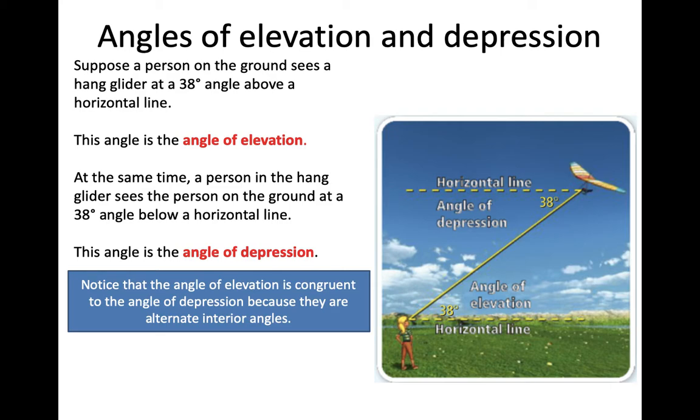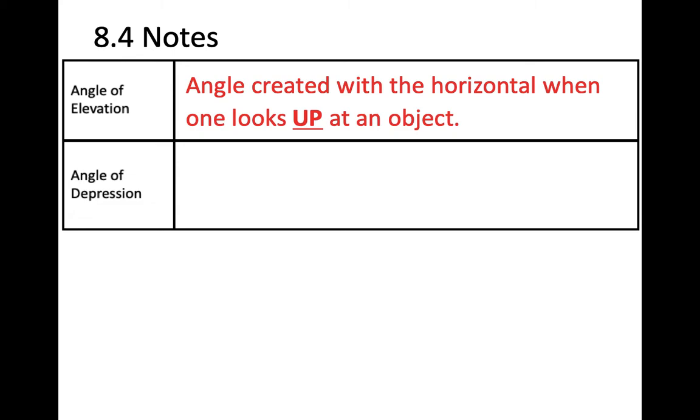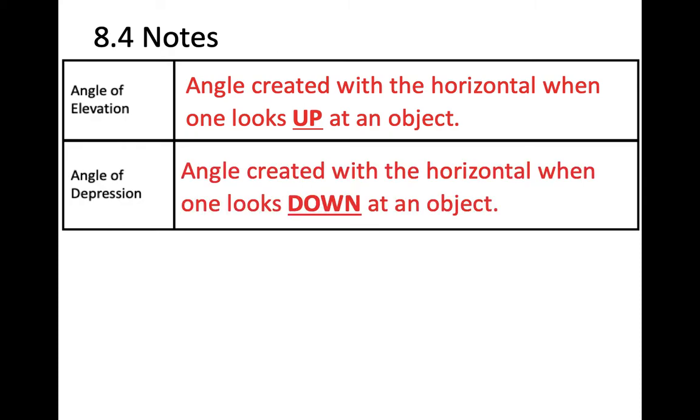So both of them are 38 degrees, they are congruent angles, and you can use the angles of depression or elevation as the acute angle of a right triangle formed by the horizontal distance and the vertical. So I can use them as a right triangle and then use my trigonometry to find the sides of that triangle. In our notes, the angle of elevation is the angle created with the horizontal when one looks up at an object, as opposed to the angle of depression, which is the angle created with the horizontal when one looks down at an object.